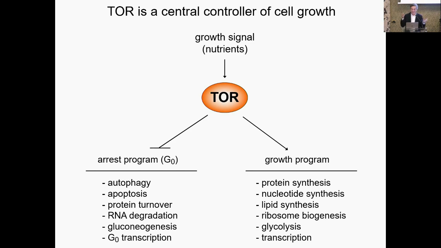So what TOR does is it balances these opposing forces of synthesis and degradation such that the right amount of mass accumulates in the cell in response to, and this is important, something else we discovered in the mid-1990s, in response to nutrients. So TOR senses nutrients, activates all these metabolic pathways or inhibits metabolic pathways depending on whether it's anabolic or catabolic to lead to mass accumulation and cell growth.